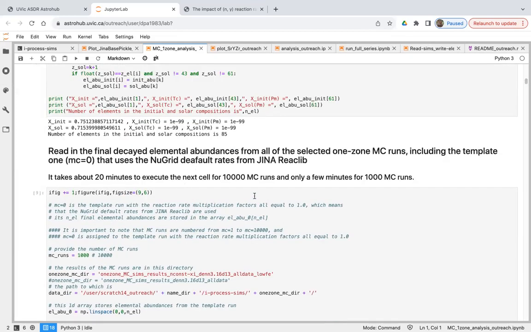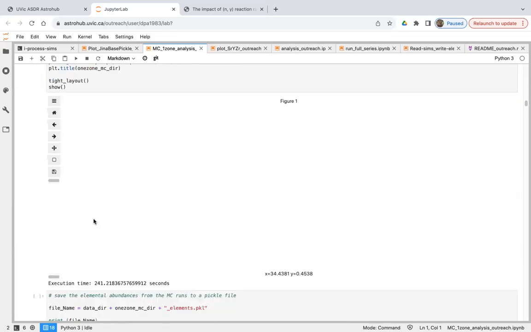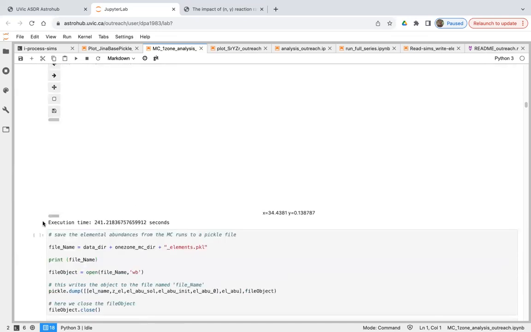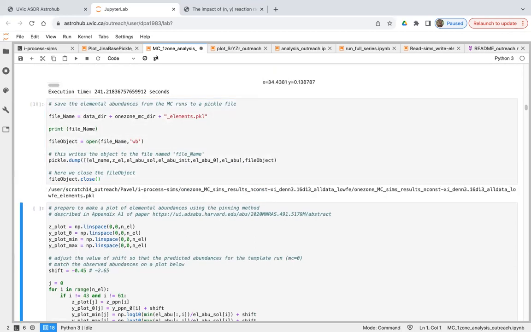Again, this cell, as the comment explains here, its execution can take about 20-30 minutes if the number of Monte Carlo simulation runs is 10,000, or it can take a few minutes, in our case, for 1,000. Actually, I have already executed this cell, and here it produces plots of Monte Carlo abundances, so therefore I'm going to start from this cell.